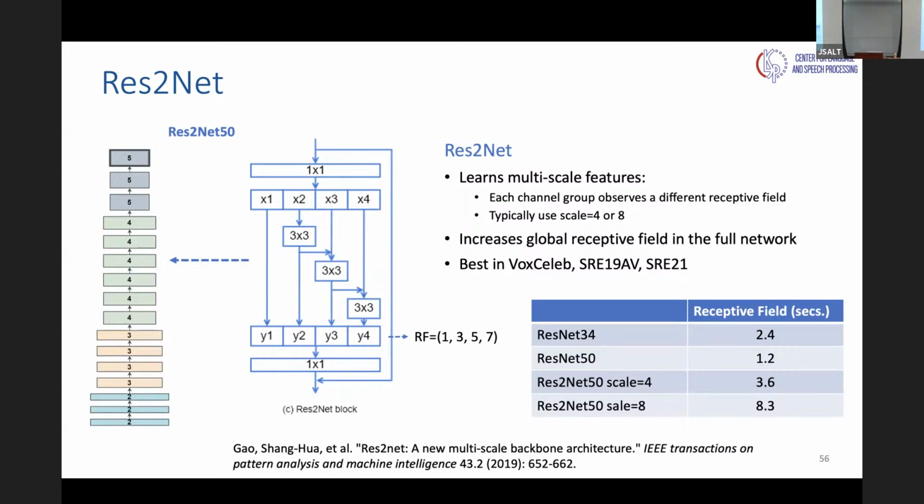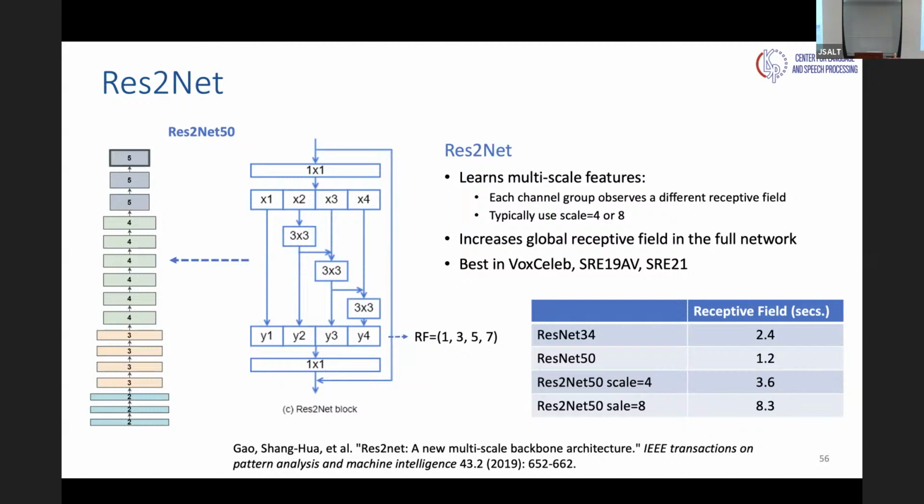So that means that each one of these groups is going to see a different receptive field. So the first one will have a receptive field of 1, the second one 3, 5, and 7. And if you increase the scale also, sometimes 4 is used, sometimes 8 is used, you can have larger and larger receptive field. So you accumulate the whole receptive field of the network.